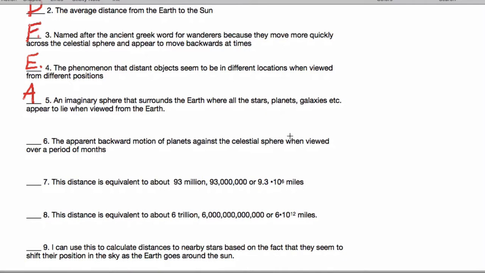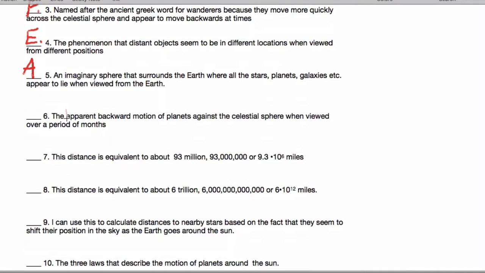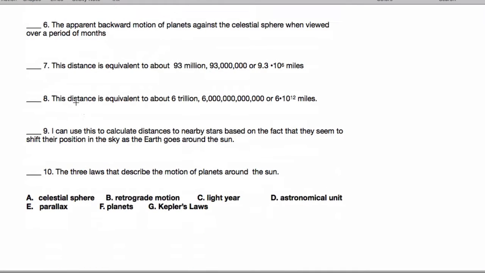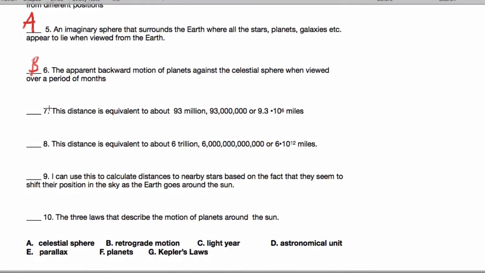Now, the apparent backward motion of planets, you can almost stop right there. Backward motion of planets, that's really the key phrase there. What we're talking about there is retrograde motion. This is actually the definition of retrograde motion for planets. I already talked about the fact that this distance is equivalent to about this much. That is the astronomical unit.